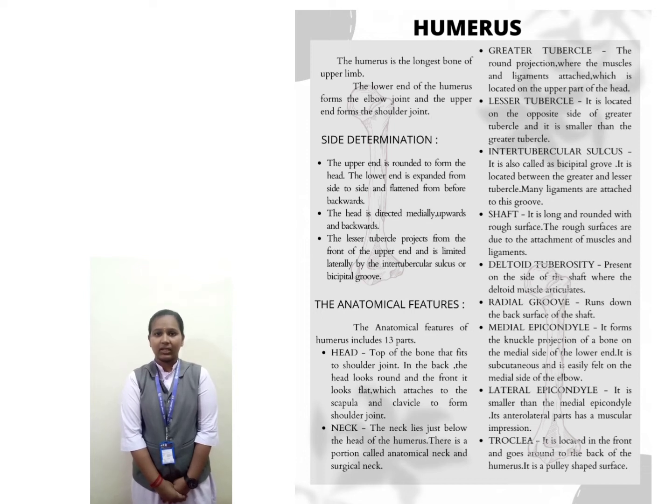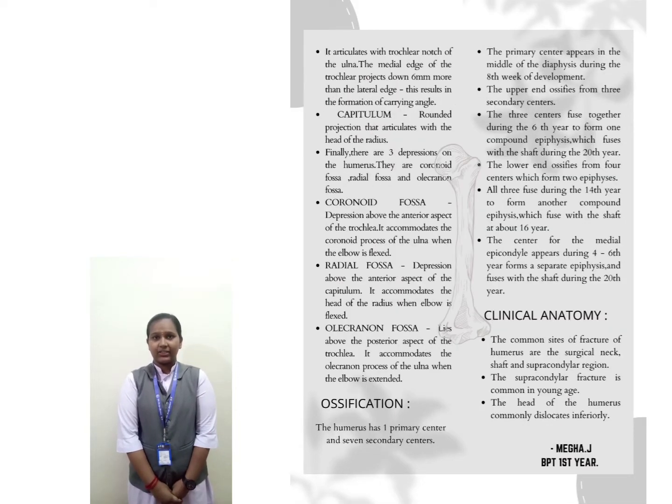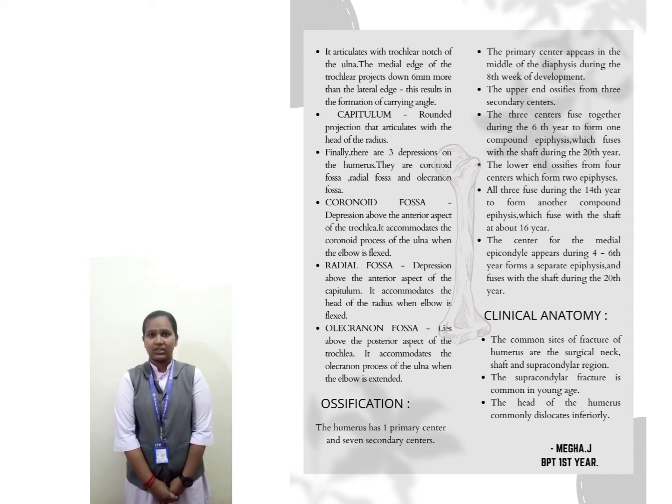Trochlea. It is located in the front and goes around to the head of the humerus. It articulates with the trochlear notch of the ulna. The medial edge of the trochlear projects down 6 mm more than the lateral edge. This results in the formation of the carrying angle. Capitulum. Capitulum is a rounded projection that articulates with the head of the radius.